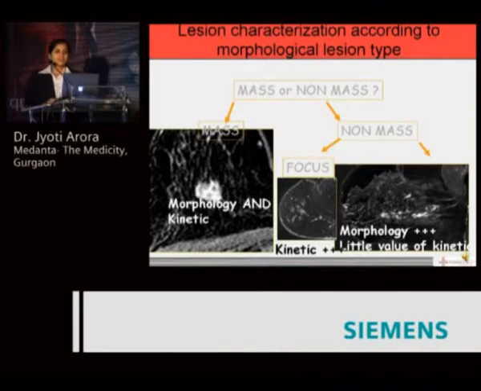Now morphologically we can distinguish the lesions as mass or non-mass. A mass lesion is one which has a correlate on the pre-contrast images. So here the morphology and the kinetics become important. When it is a tiny focus, then obviously there is no morphology to it, and in these cases it's the kinetic curves which are important. And when it is a non-mass like enhancement, which is generally seen in cases of DCIS and invasive lobular cancers, here the morphology is much more important and kinetics don't play much role.